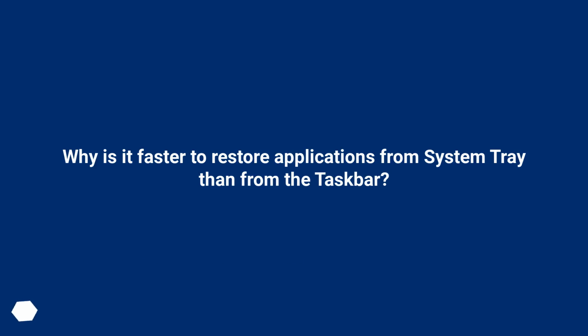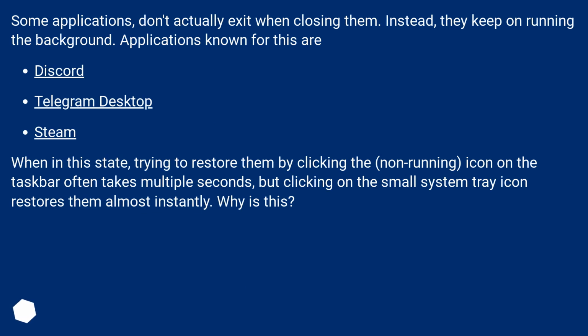Why is it faster to restore applications from system tray than from the taskbar? Some applications don't actually exit when closing them. Instead, they keep on running in the background. Applications known for this are Discord, Telegram Desktop, Steam.